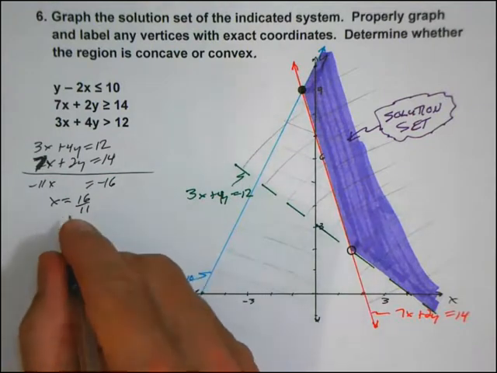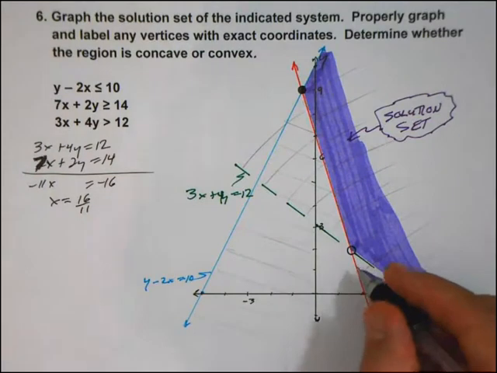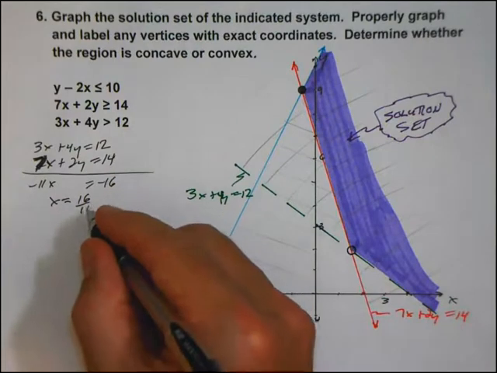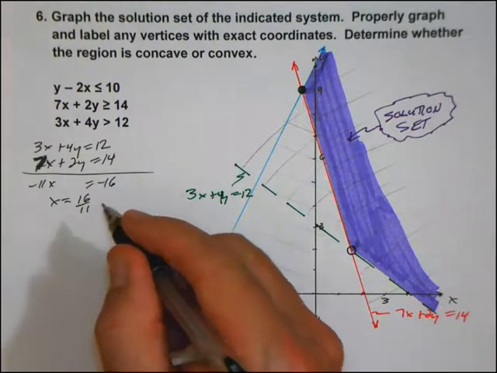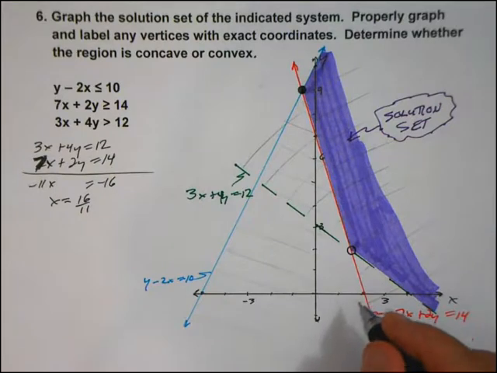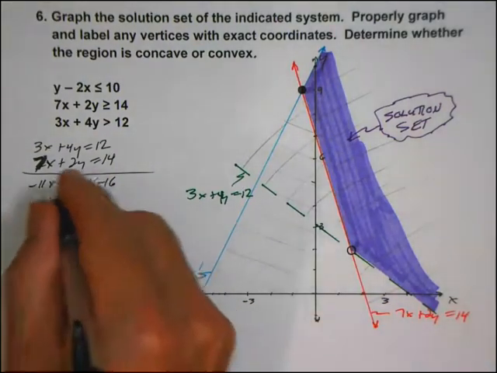Is this consistent with the graph? Let's have a look. Here the x looks like it's about 1 3/4 or so. And 16/11 is 1 5/11. You know what? That's reasonably close for graphic purposes. Looks pretty good. Let's keep going.